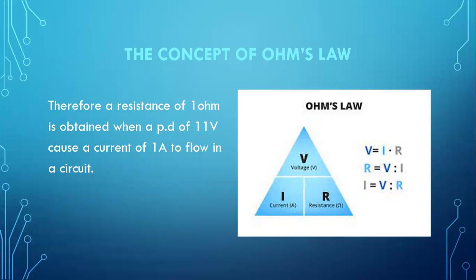So from there, voltage V equals IR, current times resistance. Resistance equals V upon I, that is, resistance equals voltage divided by current, and the current I equals voltage V divided by R.